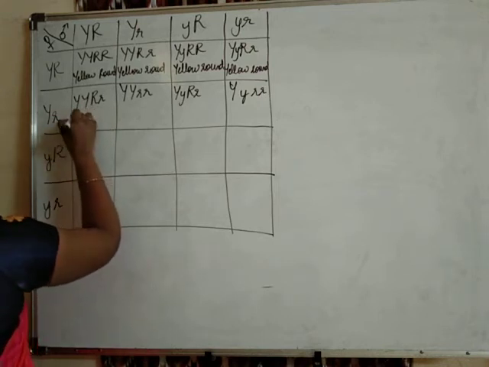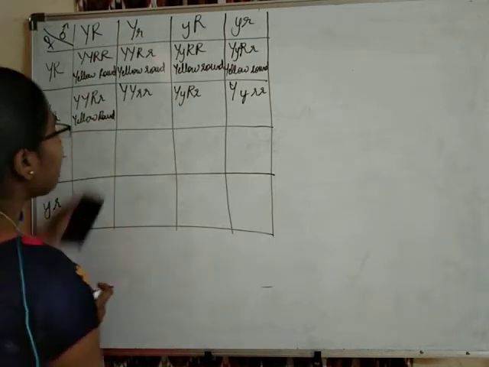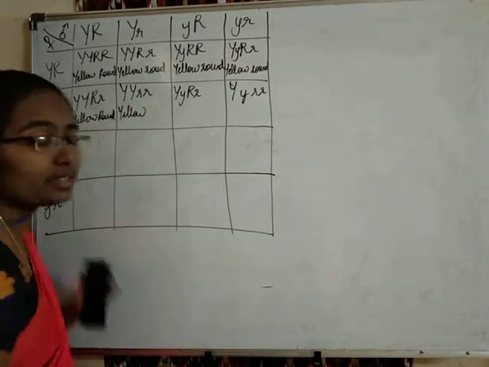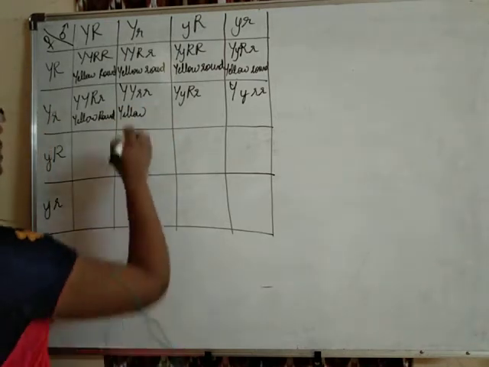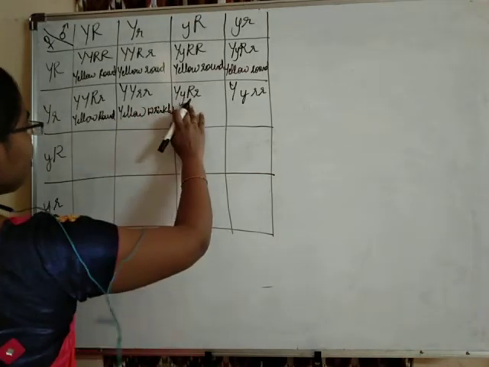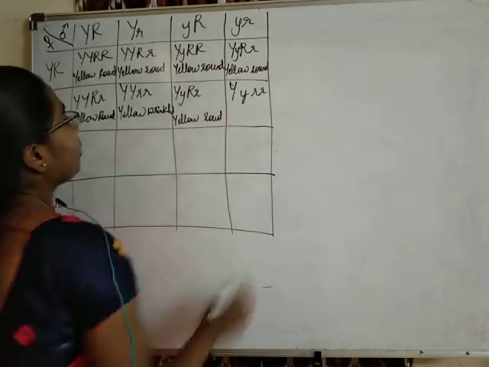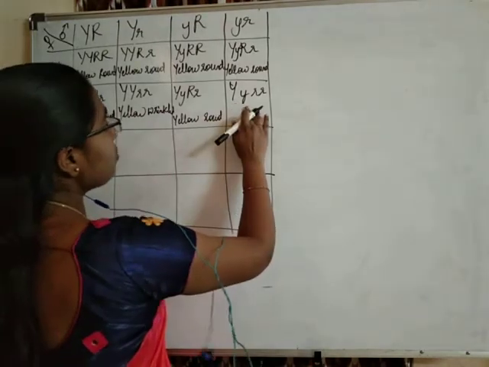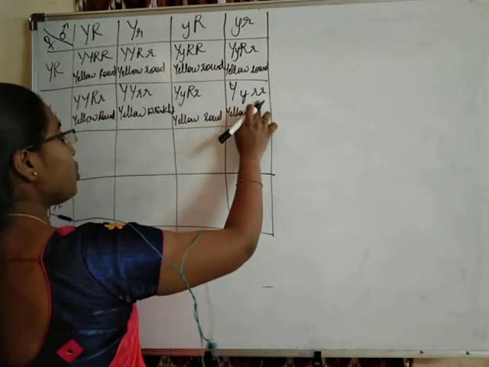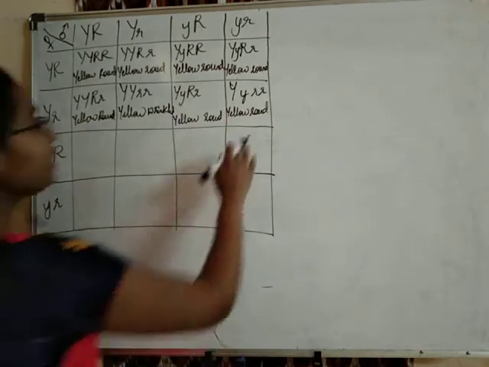Capital Y, so yellow, capital R is present, so round. Capital Y, so yellow, 2 small r's are present, they are recessive, they cause wrinkled character. So, this will be yellow wrinkled. Capital Y, capital R, small r. This will be yellow round. Okay. Capital Y, small r, small r. Because there is a capital Y, it will be yellow color. Two small r's are present, so it will be a round shape. Okay. Sorry, yeah, wrinkled shape.